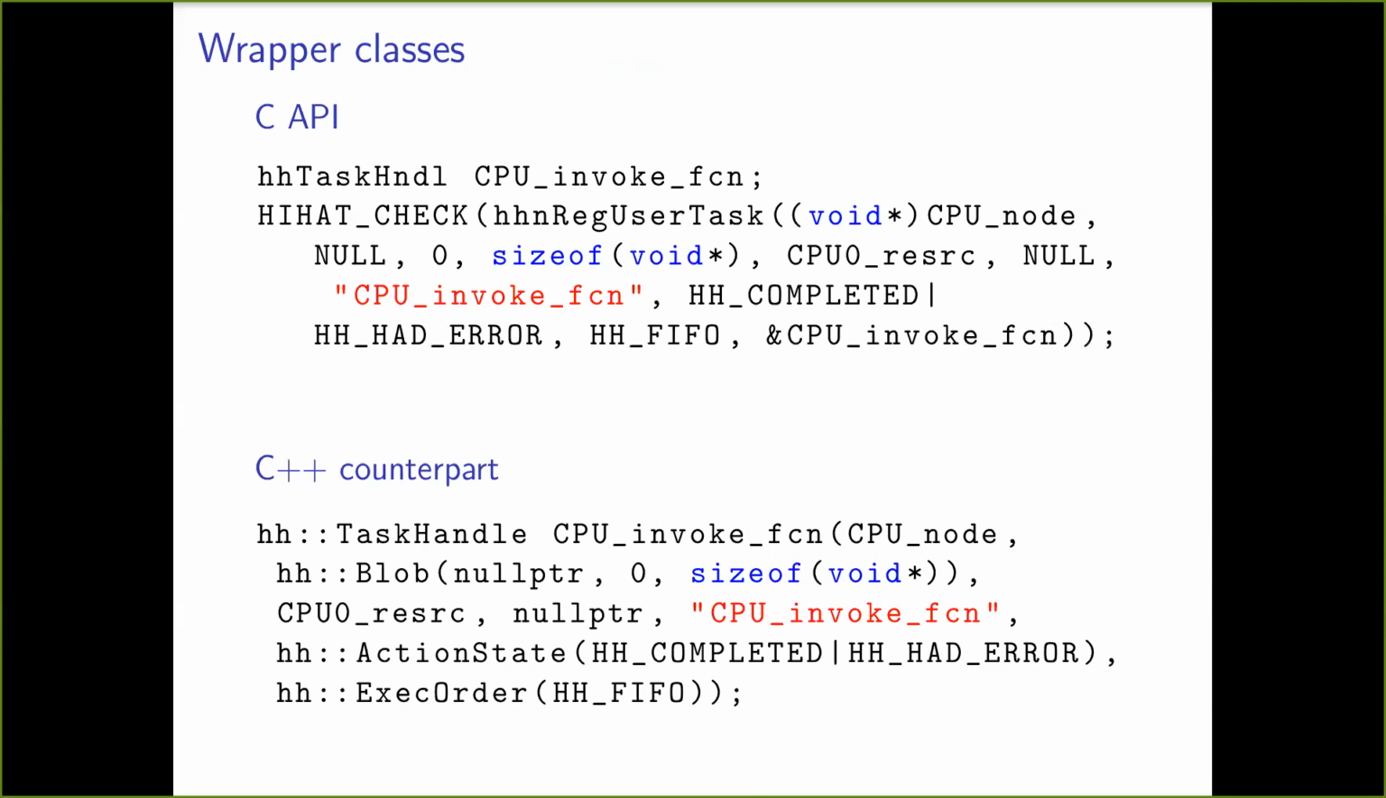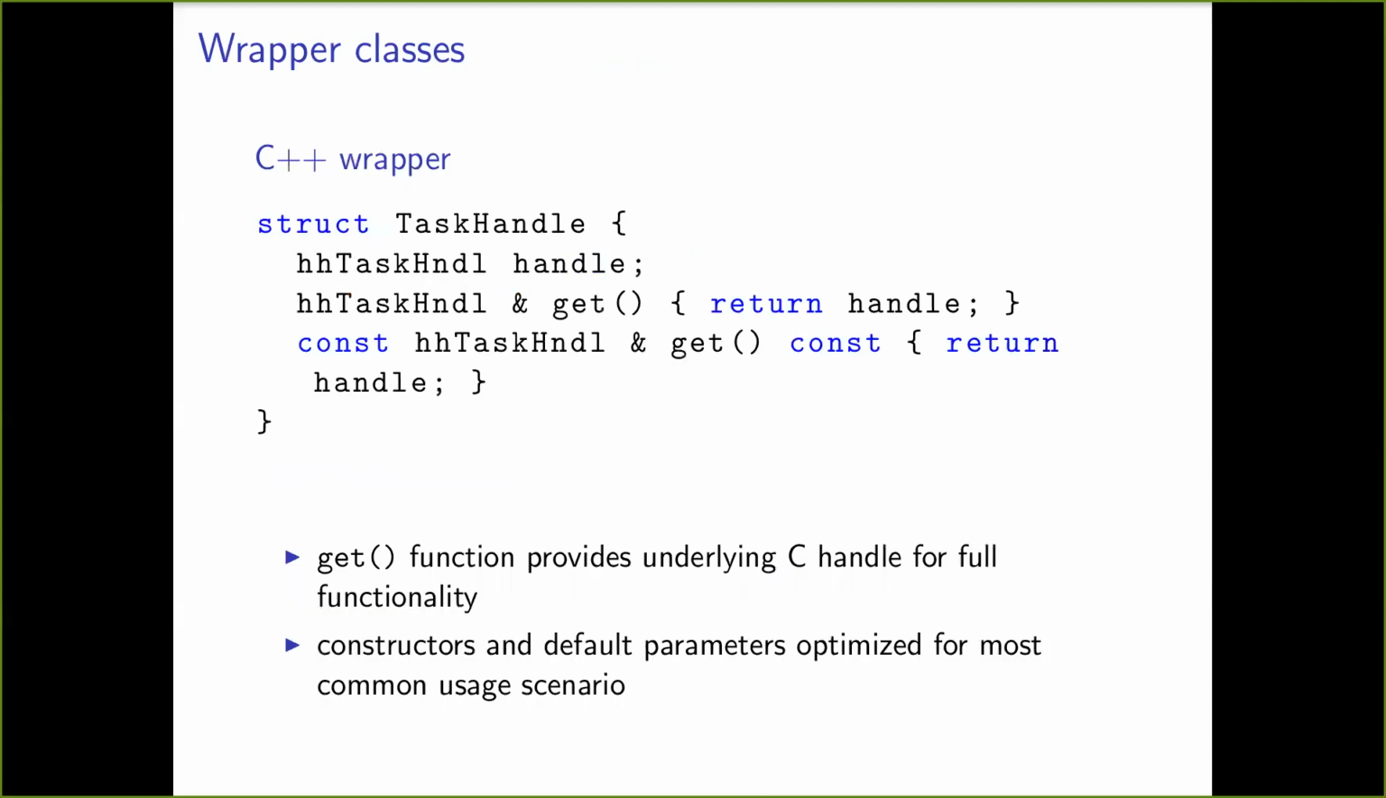Our objective here was to go from a function which has several different parameters, and requires a lot of documentation to understand from the user perspective how to use this function. So we want to minimize the impact of that. And in this example, task handle is the wrapper around the HiHat C task handle. We want to keep the wrappers possibly rather simple, so just wrap the C object and always provide the ability to get it directly.